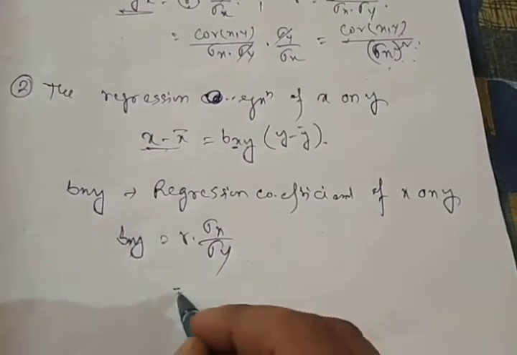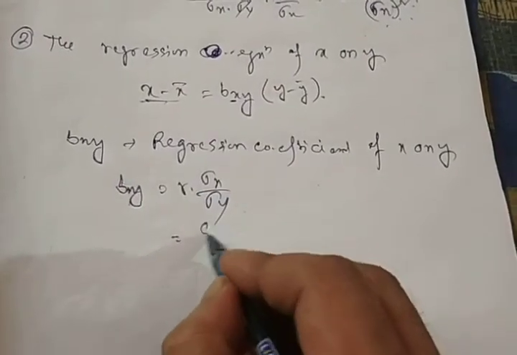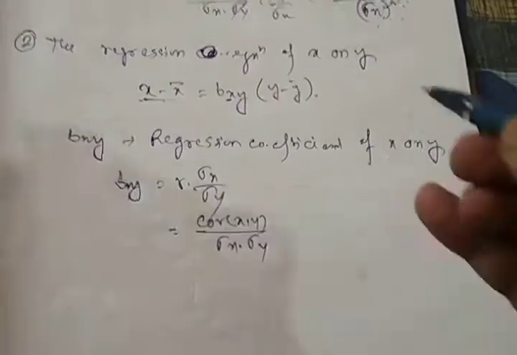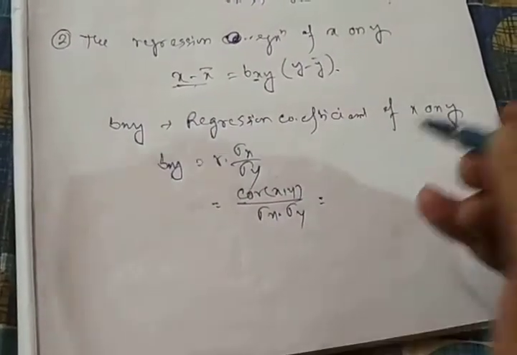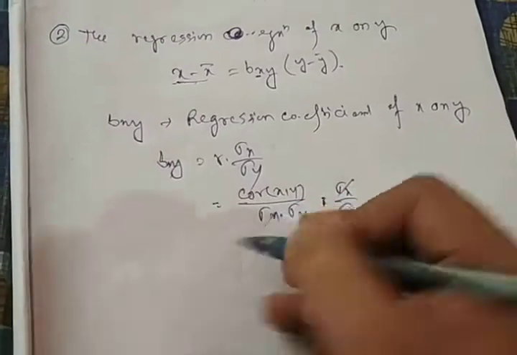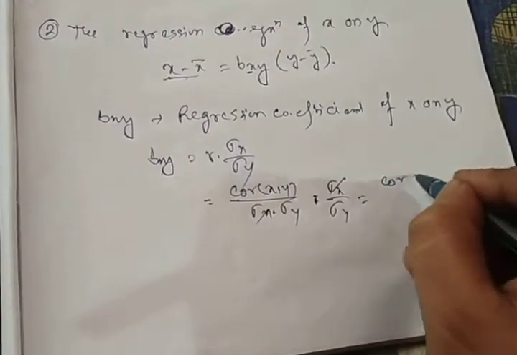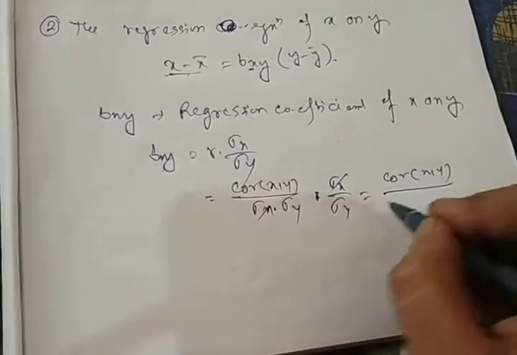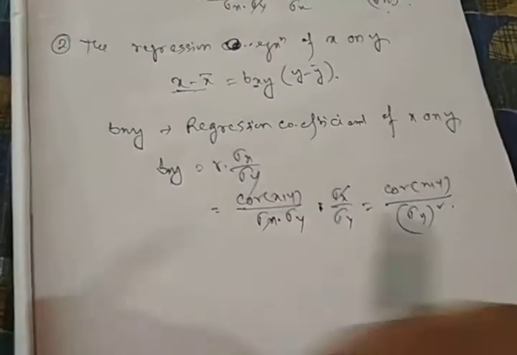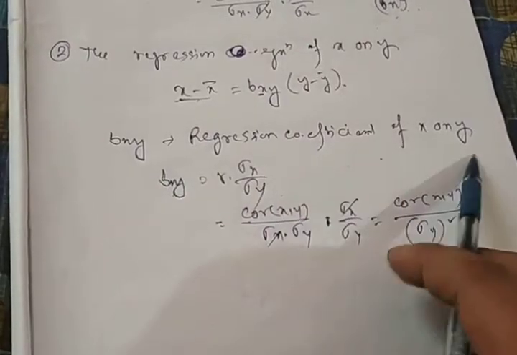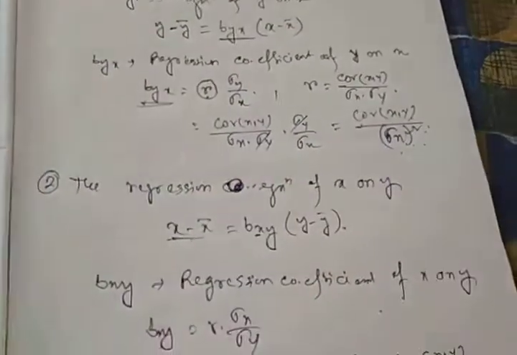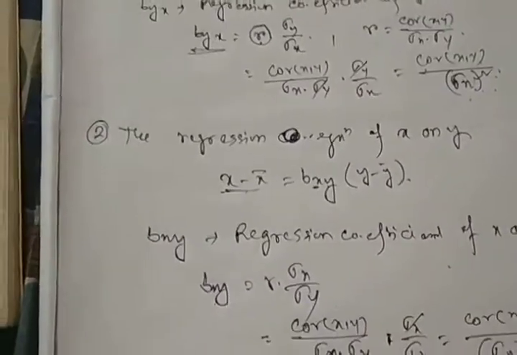In a similar way, if we put the formula for r, which is covariance of xy divided by sigma x into sigma y, into sigma x by sigma y, sigma x will cancel out. The remainder is covariance of xy by sigma y whole square. So this is the formula for the regression coefficient of x on y, and the earlier one is the formula for the regression coefficient of y on x. These are the two lines.